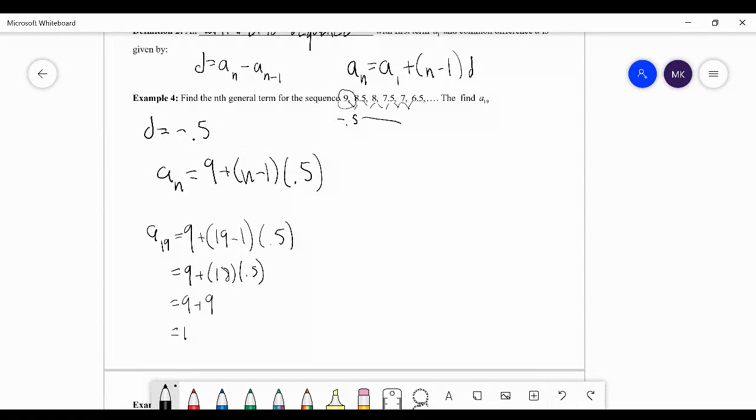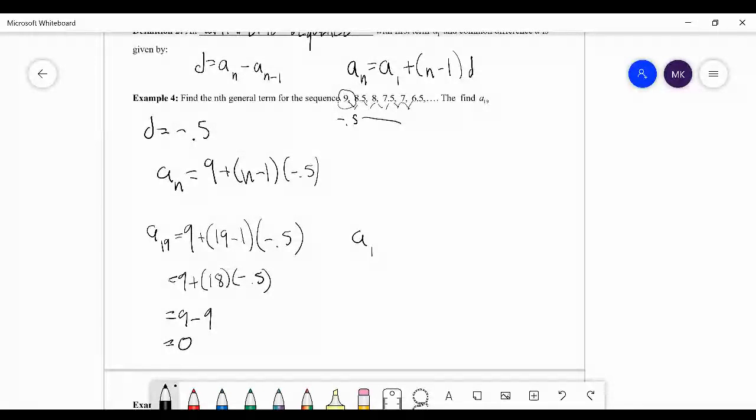Aha! Big mistake I made on this problem. And hopefully you guys have already seen it and been screaming at the screen, Mr. Keeling, you're doing this wrong, and that's perfect. We're all human, we all make mistakes. D is not 0.5, D is negative 0.5. So 9 plus 18 times negative 0.5, and our A sub 19 is 0.